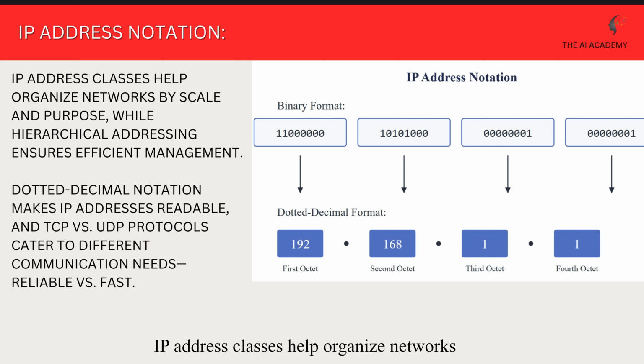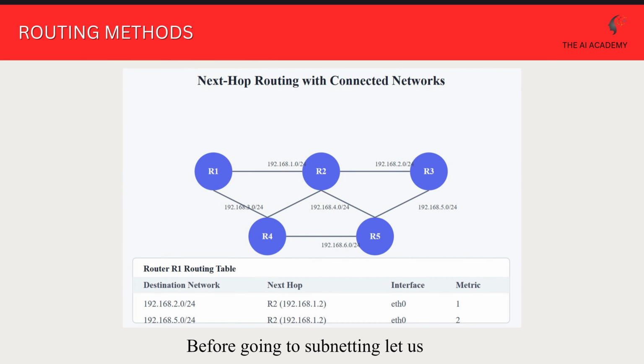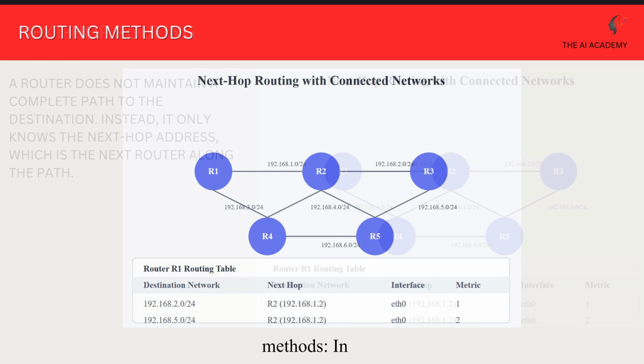IP address classes help organize networks by scale and purpose, while hierarchical addressing ensures efficient management. Dotted decimal notation makes IP addresses readable, and TCP versus UDP protocols cater to different communication needs of reliable versus fast. Before going to subnetting, let us understand the basic routing methods. Routing is the process of deciding how data packets travel from a source to a destination across networks. Here are 3 common routing methods.